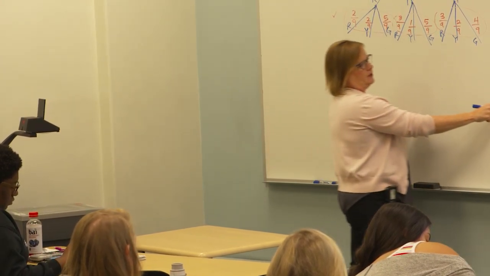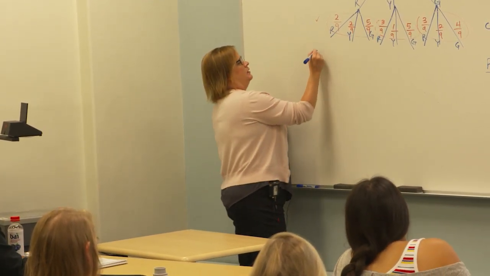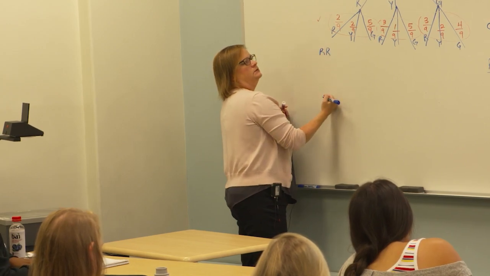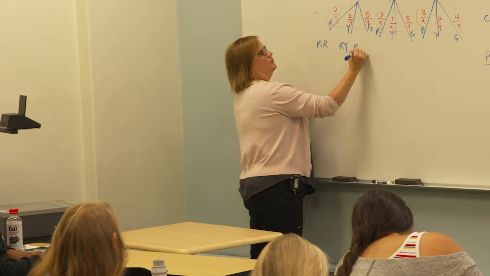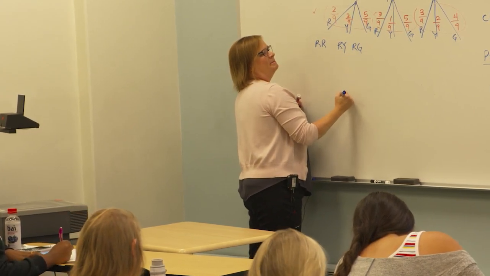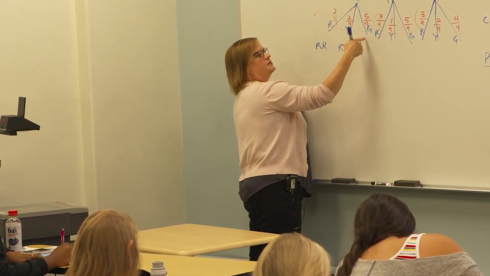All right, we're almost there. Here's the last part. Include the final outcomes. So what I want is a list of the final, when you're all done with this experiment, what are the possible outcomes? I could have gotten red, red, or a red, yellow, or a red, green, right? So just following these paths.